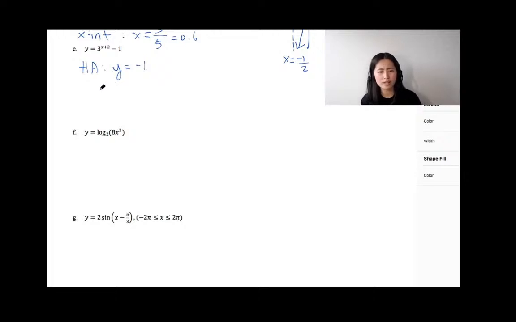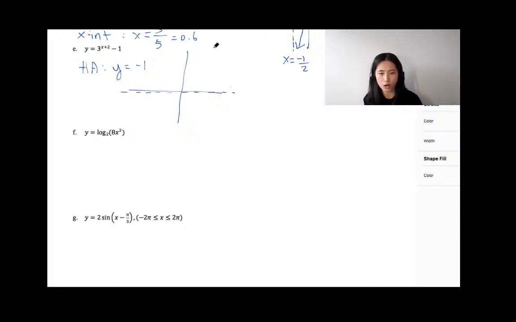Do you have a vertical asymptote? Sorry, I meant vertical asymptote. In that case, you don't really have a vertical asymptote, because the vertical asymptote only exists for log functions. For exponential functions, you strictly only have horizontal asymptotes, because remember, they're the inverse of one another. So you have -1. Let's plot that here.